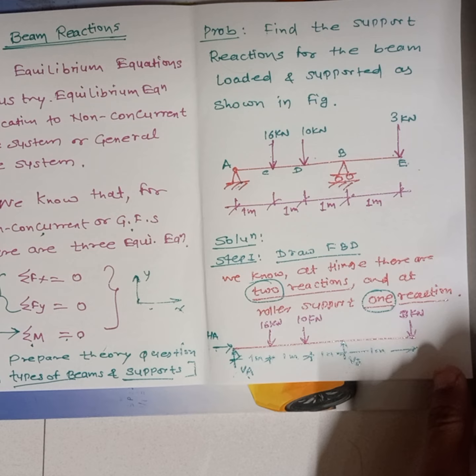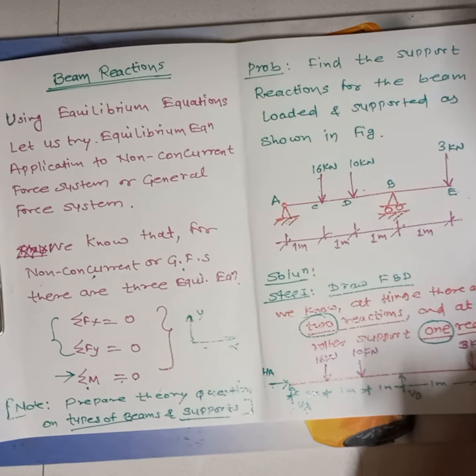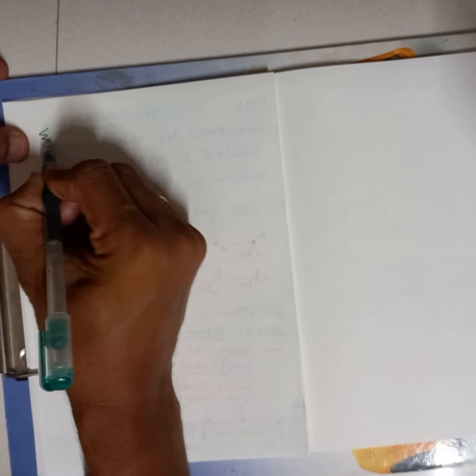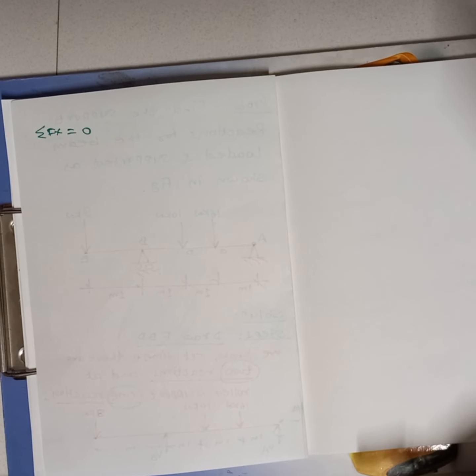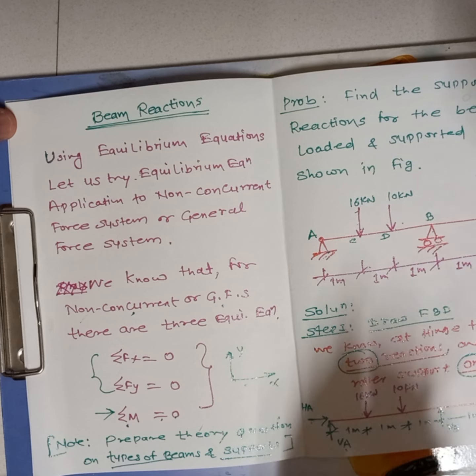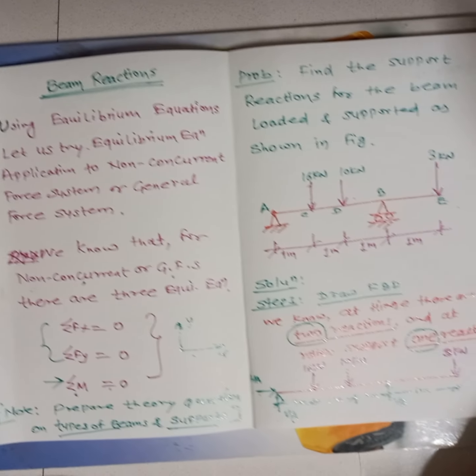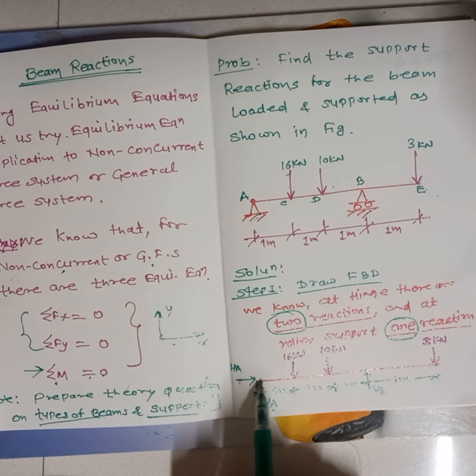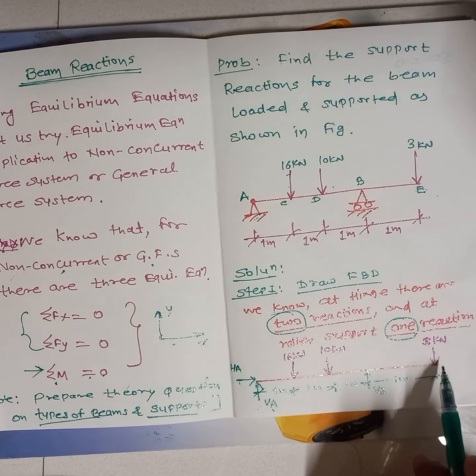So let us move ahead. So first equation I am going to write, that is summation of Fx is equals to 0. This is the first equilibrium equation. So what is force in x direction in this diagram, in this FBD? There is only HA, right? There is no another horizontal force in the beam, right?